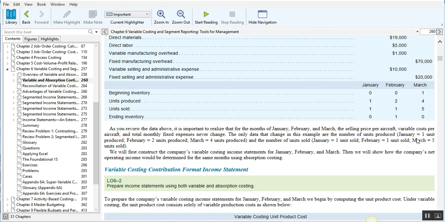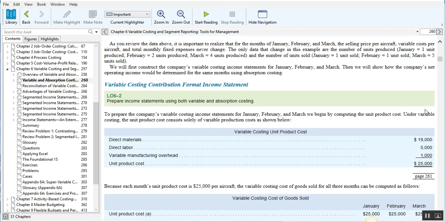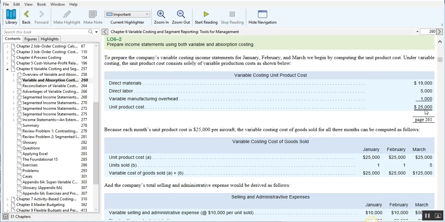Now, assuming in this example we have one aircraft produced in January and one sold in January, two produced in February and one sold in February, and then in March we have 4 units produced and 5 units sold. So that will make a difference in how we actually calculate this out. If we're looking at variable costing and unit costs, what we're going to look at are the direct materials, direct labor, and variable manufacturing overhead. And we're very familiar with how to do that.